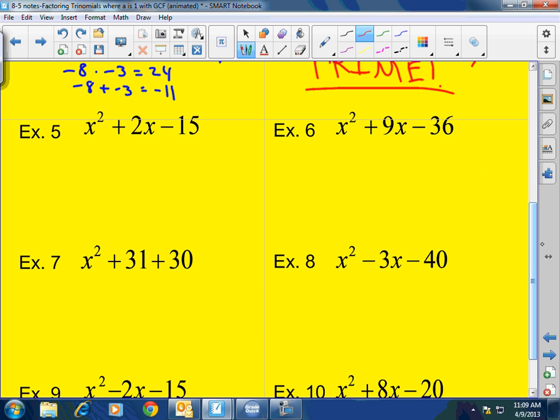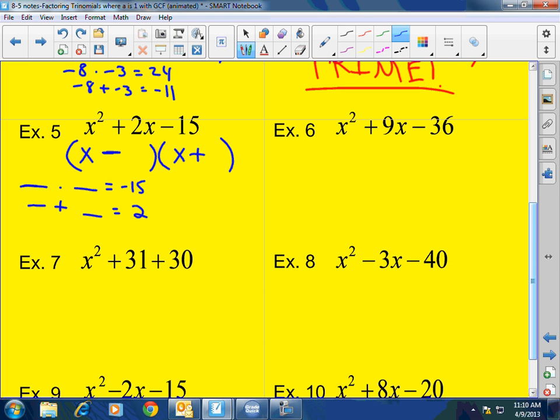Good guesses. Okay, example 5. X squared plus 2x minus 15. I got my setup here of an x and an x, of course. What times, oh wait, I got a plus minus, so minus is one of them and plus one of them. No, when it's plus minus, it's plus minus here. When it's minus plus, then it's minus minus. Okay, what times what equals negative 15, but when added together equals positive 2?